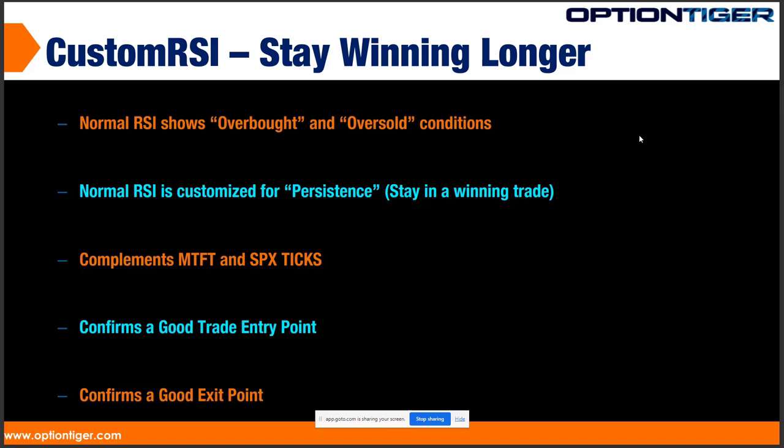However, in this case, the normal RSI is customized to give you a sense of persistence. Which means you will stay in a winning trade as long as you can. Like I said, if you capture 70-75% of the move, that is a fantastic trade. So that's the goal. You can't get in at the lowest point and get out at the highest point. That's not possible on a consistent basis. But if you can catch 70-75% of the move, then you're doing very well.